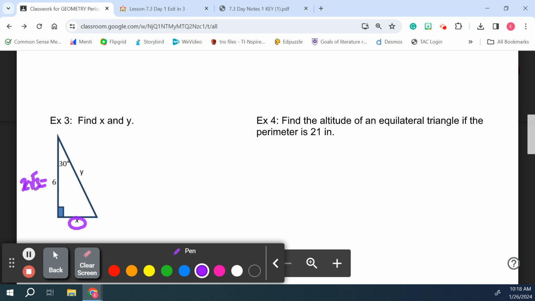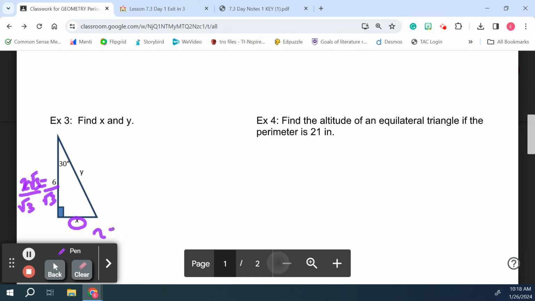Remember when we reviewed radicals? What was it, Monday, I think? Monday, Wednesday, sometime this week? This is going to have to be in radical form. So I'm going to take both sides and divide by the square root of 3. That leaves me with x equals 6 over the square root of 3.